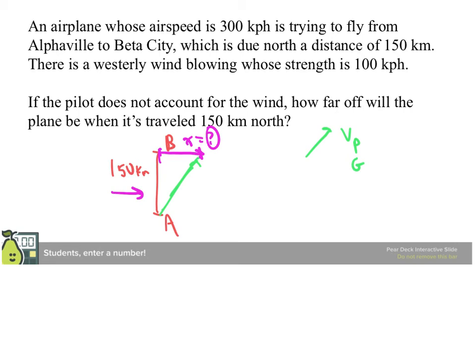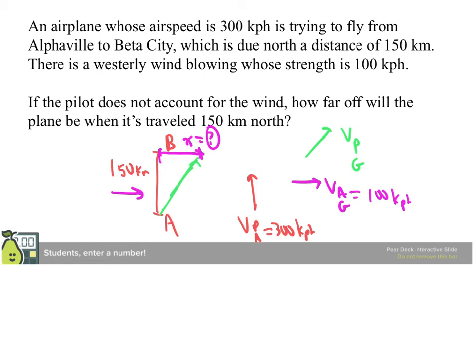There will be the velocity of the air relative to the ground. And then finally, they tell us something about the velocity of the plane relative to the air. In fact, we know this is 300 kph, and we know that this is 100 kph.